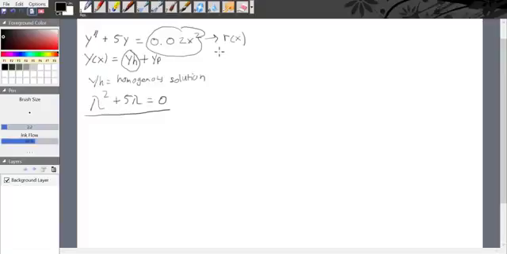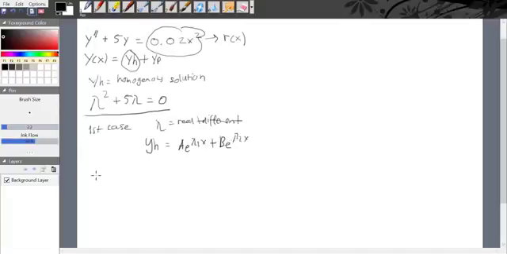So we need to find this solution over here, and we know that if we have these types of equations, we're going to have three cases. The first case is that lambda is real and different. So the homogeneous solution will be A, which is any coefficient, e to the lambda 1 x plus B e to the lambda 2 x.